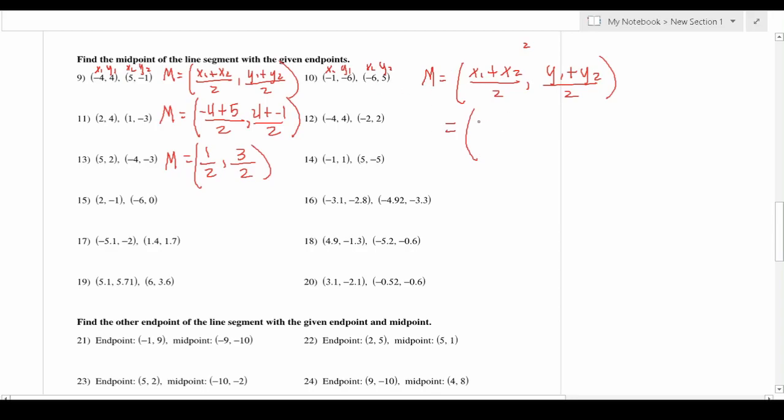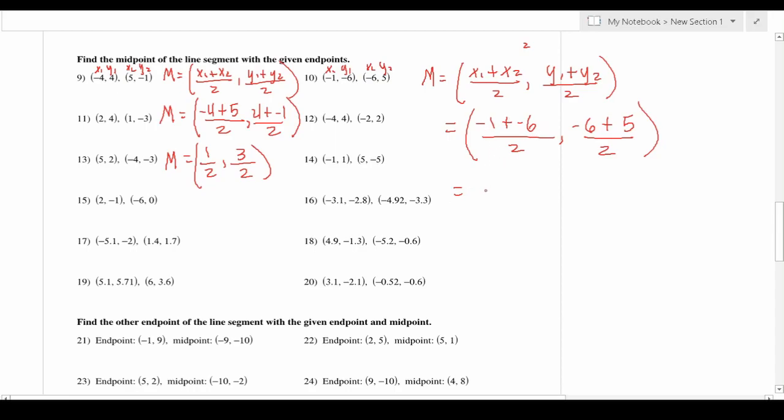X1, as we can see, is negative 1 plus x2, which is negative 6. And that's all divided by 2. Y1 is negative 6 plus y2 is 5. Again, that's all divided by 2. Let's go ahead and solve.